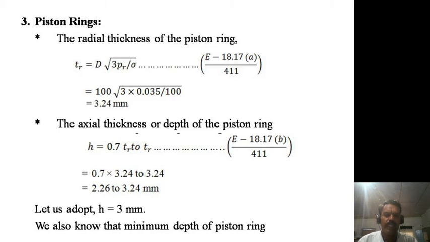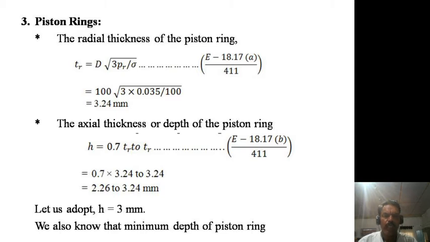Then the axial thickness or depth of the piston ring, small h, is going to be found out, that is 0.7 times TR to 1 TR. Therefore, 0.7 into 3.24 to 3.24. So finally you will get 2.26 to 3.24 mm. Now let us adopt h is equal to 3 mm.